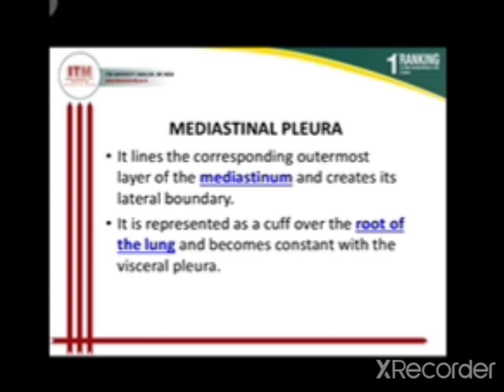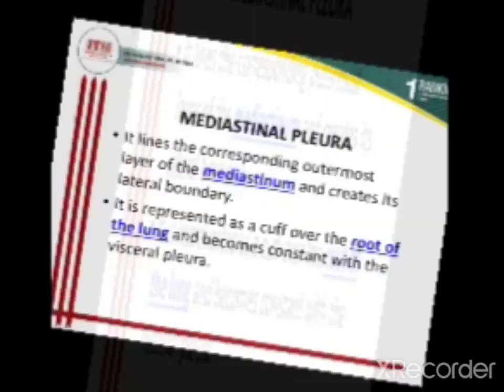Now the next part is the mediastinal pleura. So it lines the outermost layer of the mediastinum and it creates the lateral boundary for the mediastinum. Okay, because it's covering the mediastinum, that's why it's creating the lateral boundary for the mediastinum, and it is represented as a cuff over the root of the lung. Okay, and becomes continuous with the visceral pleura. So this mediastinal part of the parietal pleura becomes continuous with the visceral pleura at the root of the lung.